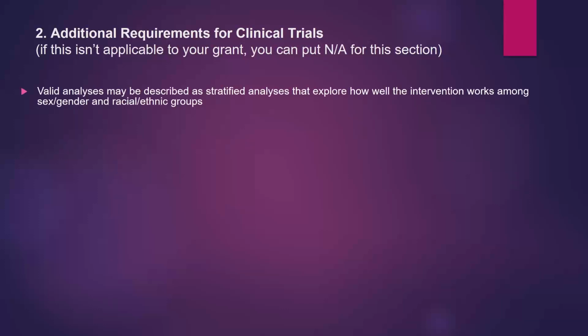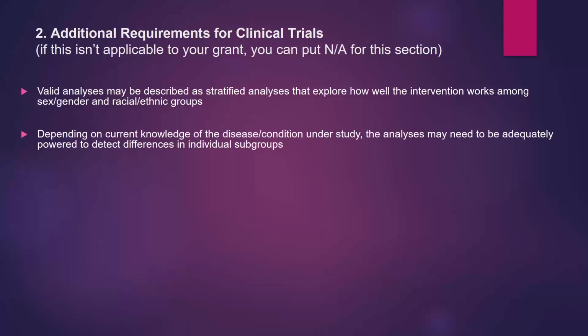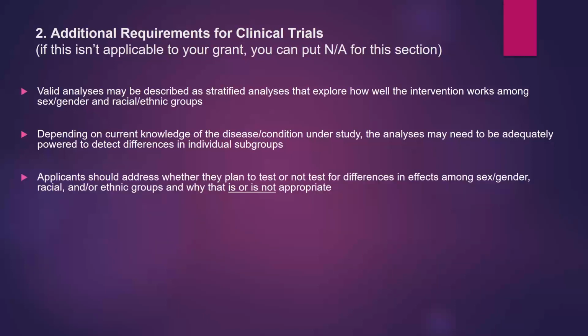But valid analyses may be described as stratified analyses that explore how well the intervention works among sex, gender, and racial ethnic groups. And depending on the current knowledge of whatever disease or condition you're studying, the analyses may need to be adequately powered to detect differences in individual subgroups. So this is all for clinical trials. You should address whether you plan to test or not test for differences involving sex and gender, racial and or ethnic groups, and why that is or is not appropriate.